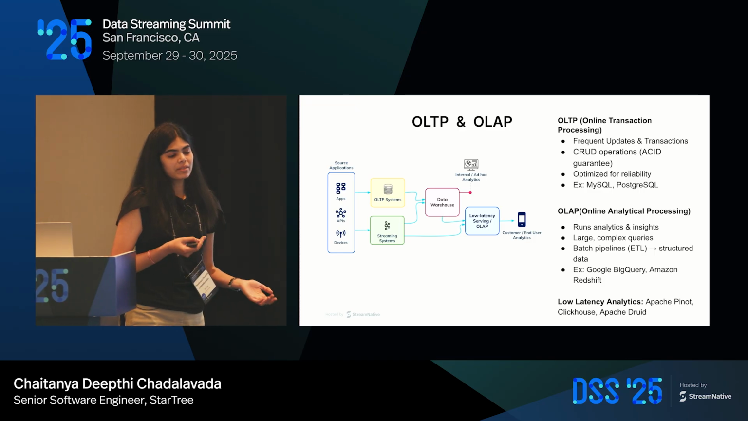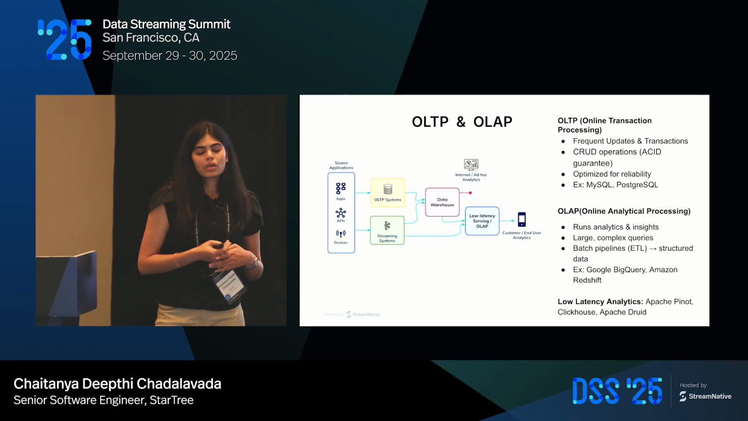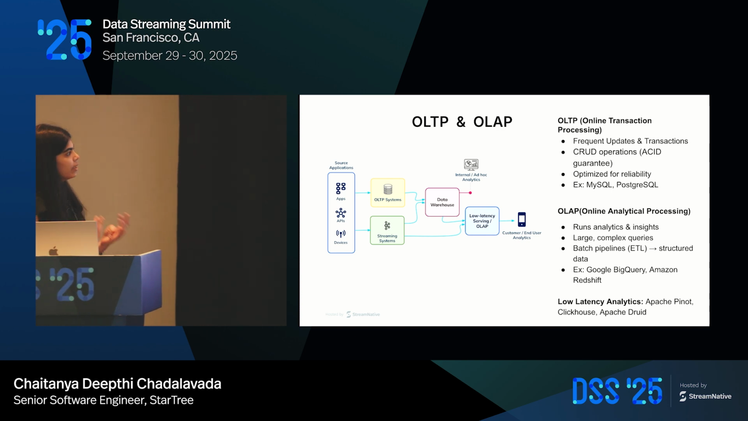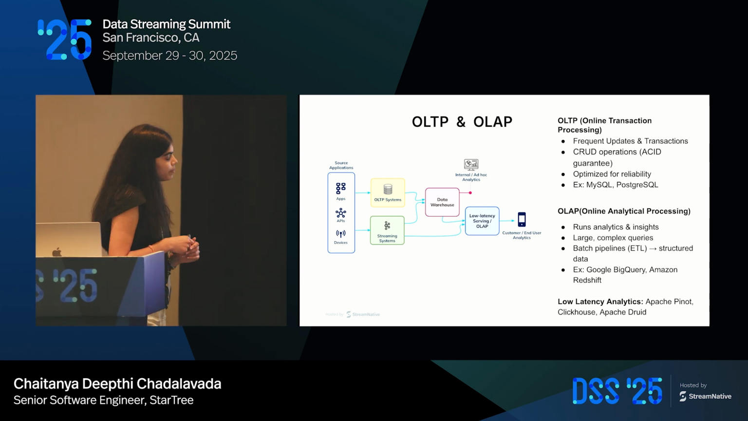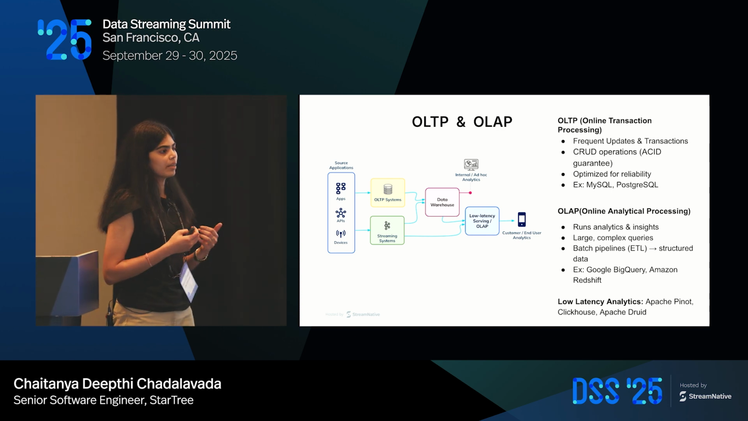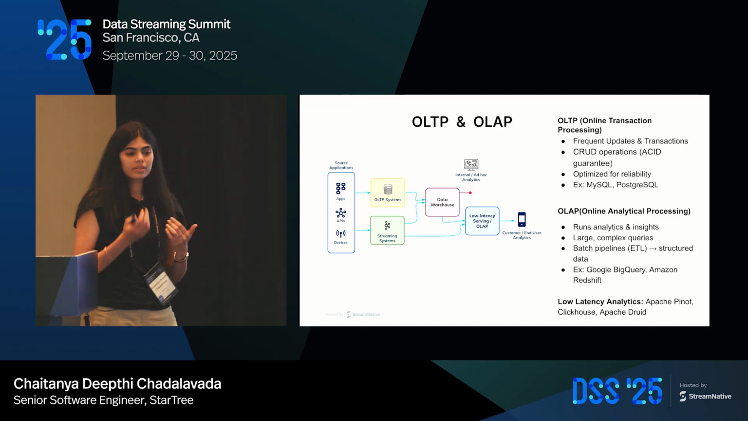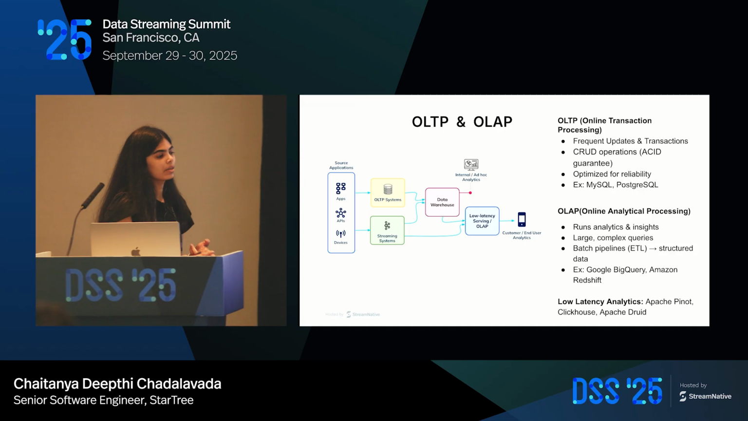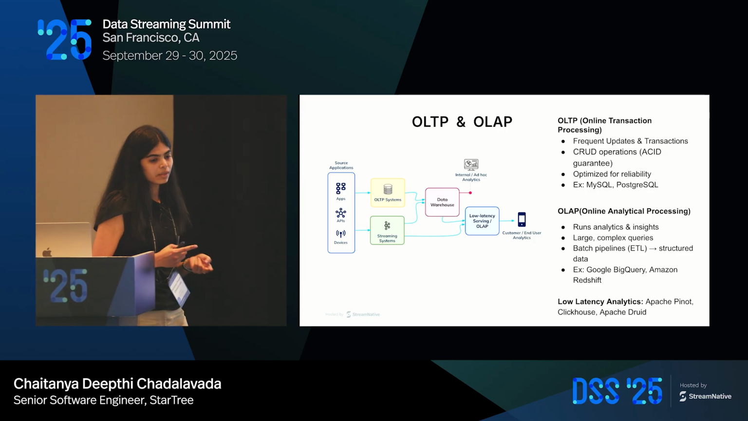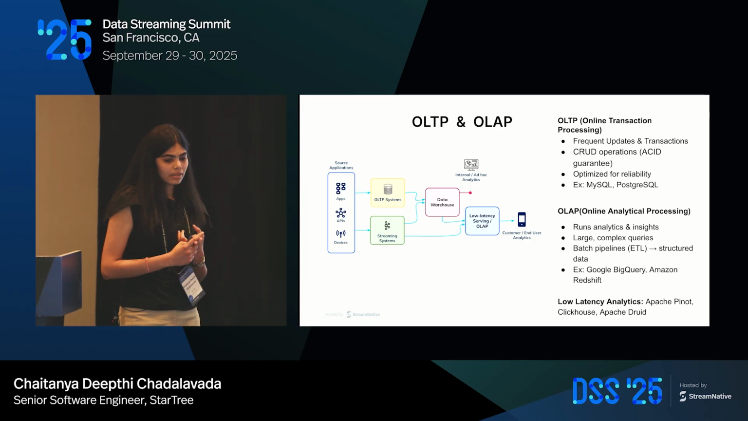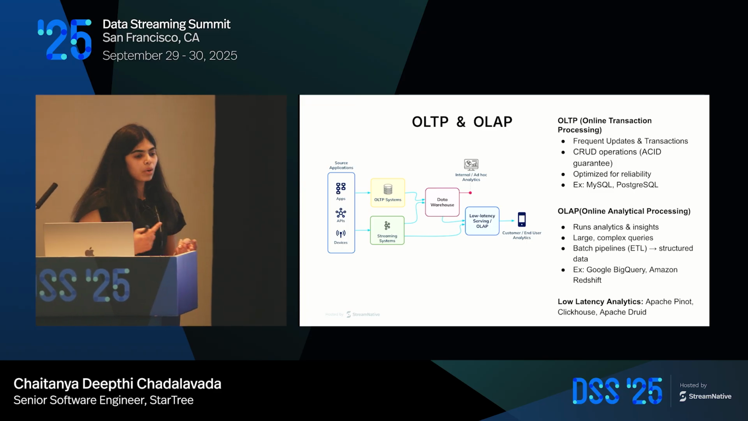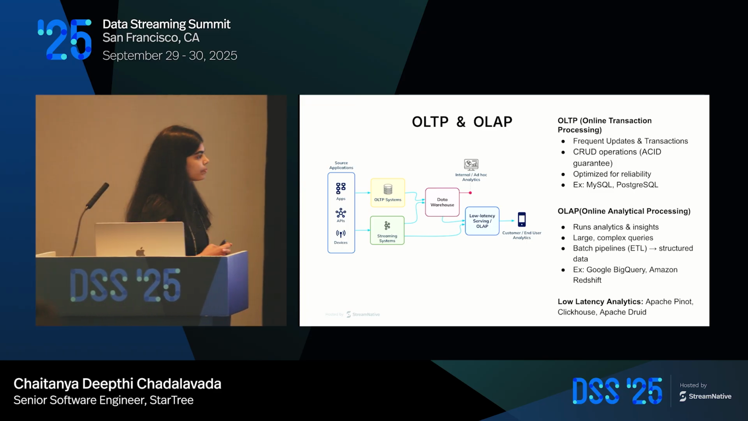Now we have OLAP systems and OLTP systems. Where do real-time analytics databases sit in? Why do we need them? Imagine data that is constantly moving, constantly changing, where freshness matters and where latency matters. That's where real-time analytics databases sit in, and we have databases like Apache Pinot, ClickHouse, and Druid for that.